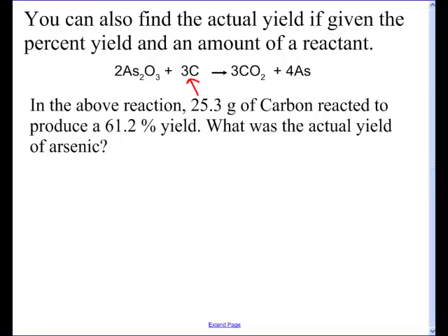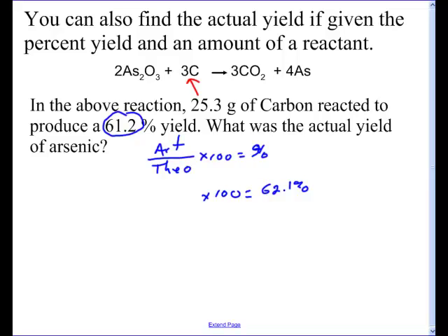some different information. We can find the actual yield if they give us the percent yield. So I'm going to write out the equation again, and we'll just do a little bit of algebra here. Okay, times 100 equals percent. All right. So let's see what they've given us. Well, right here they give us the percent. So I'm going to put in 62.1%. Okay. I'm going to leave in 100 because that's part of the equation.